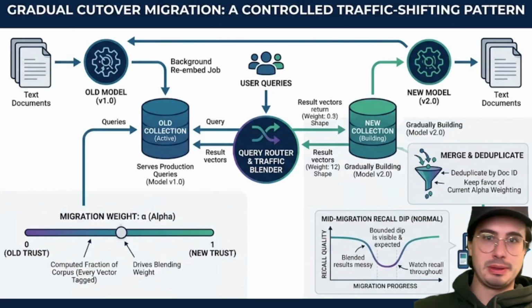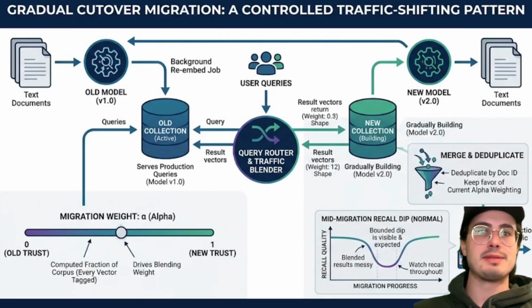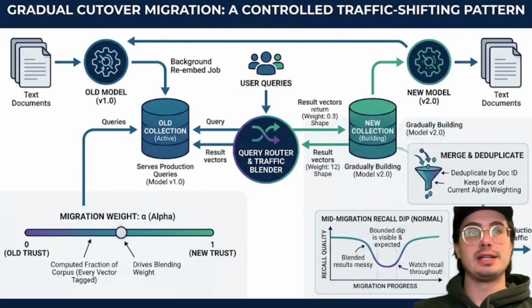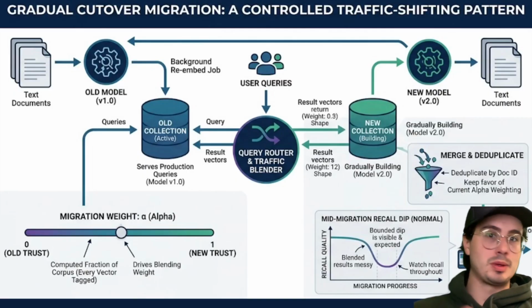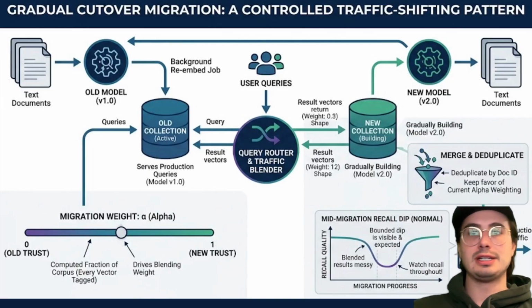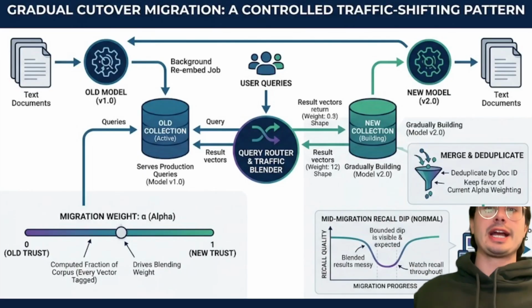So expect a real but bounded dip in retrieval quality right in the middle of this transition, right? Roughly the point where the corpus is half migrated is where the blended results are the messiest, because you're mixing two differently weighted, differently shaped result sets. And that's a normal part of the pattern. It's not a sign something's broken. It's why it's worth watching your recall numbers throughout the migration rather than only checking them at the very end.